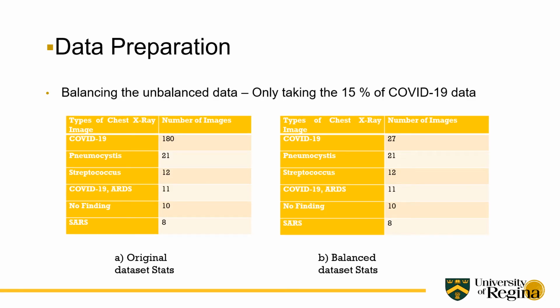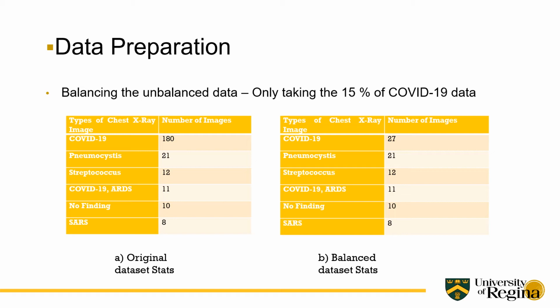In this data set, we can see there are different types of chest X-ray images, such as shown in the first table, such as COVID-19, pneumocystis, streptococcus, COVID-19, normal, and SARS. Here we find one thing interesting. That is, the number of images of COVID-19 is around 180, and for others, it's really less.